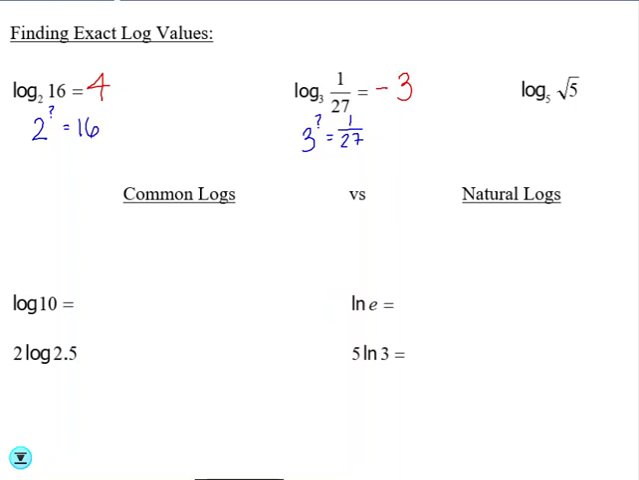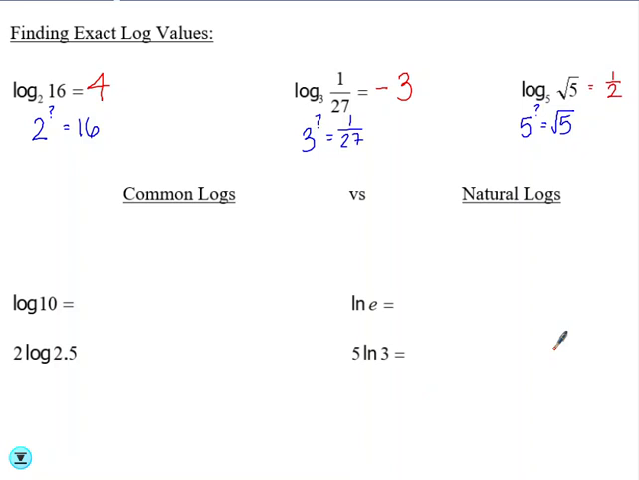Our last example here, we have log base 5 of square root of 5. So we're asking 5 to what power gives us the square root of 5. If you remember from Algebra 2, square root is the same as the 1/2 power. So that will be 1/2.